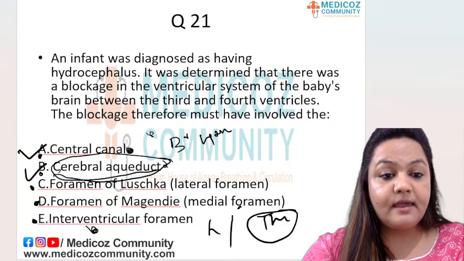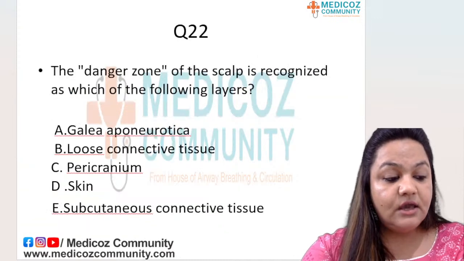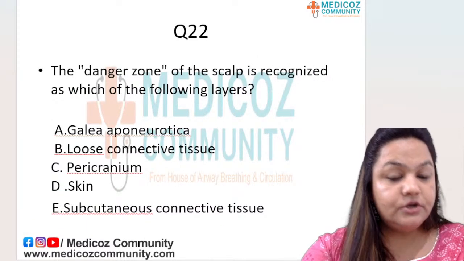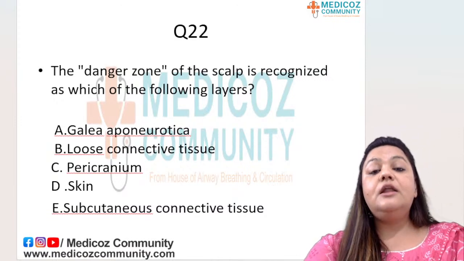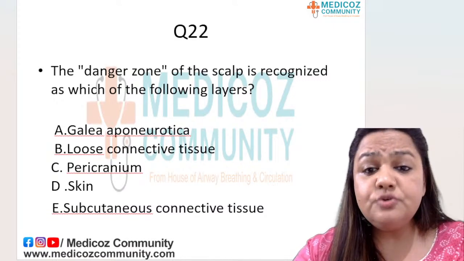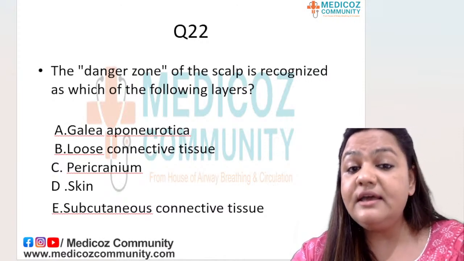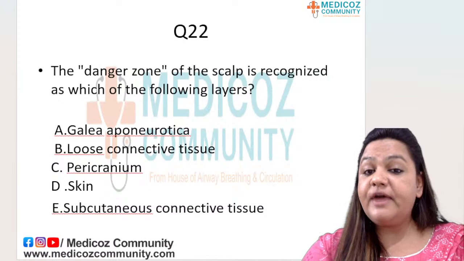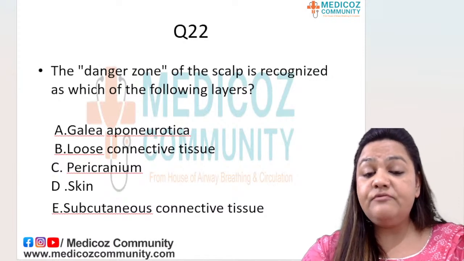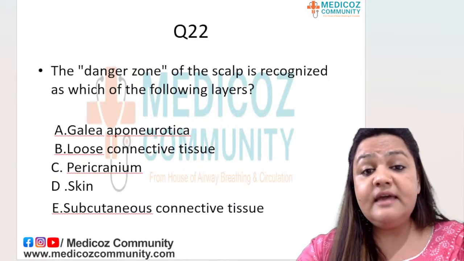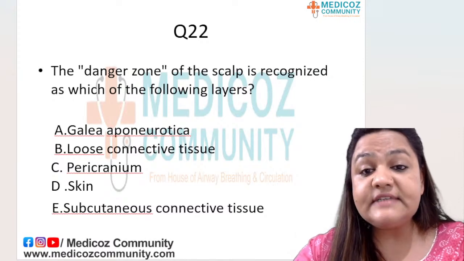Now we have the next question, question number 22. The danger zone of the scalp is recognized as which of the following layers? So again we just need to find out the layers of the scalp, and we have to see which layer is called the danger zone of the scalp and why.